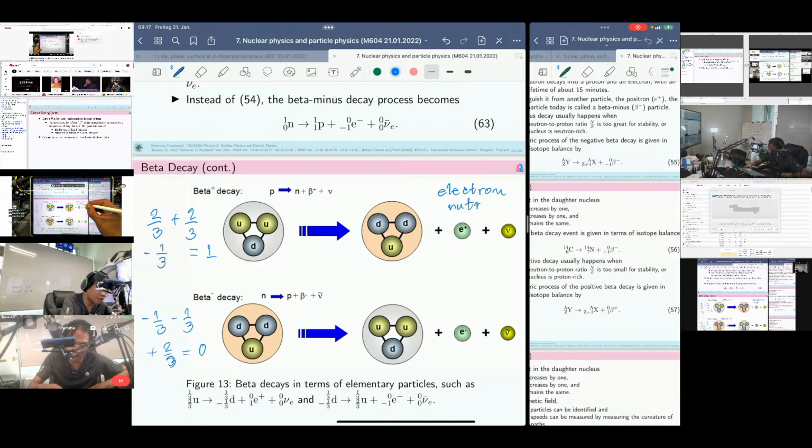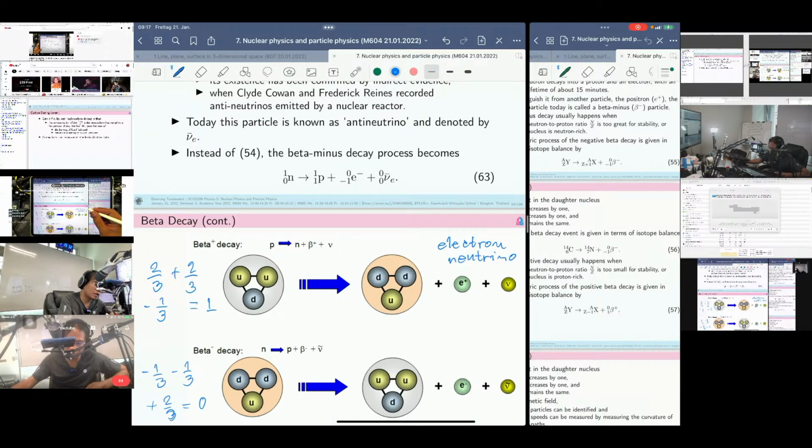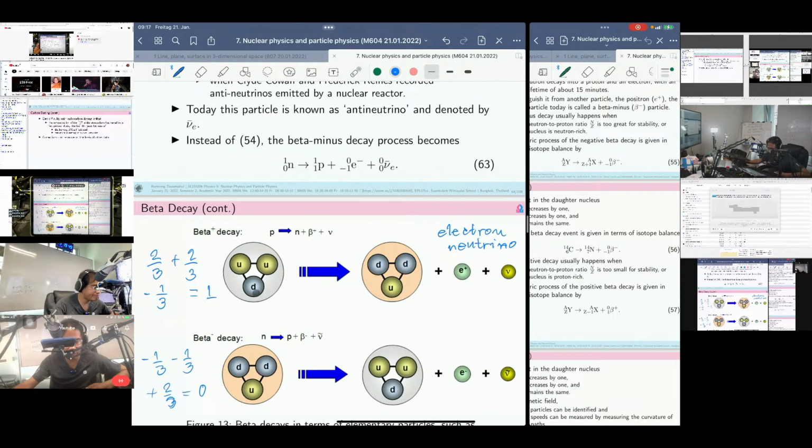The electron neutrino is even much smaller than the electron, and the information for this particle is still missing because it's very hard to detect. Okay, and that's the whole process for the beta plus decay. We start from a proton, and the proton turns to be a neutron, and two particles are emitted, the positron and the neutrino.